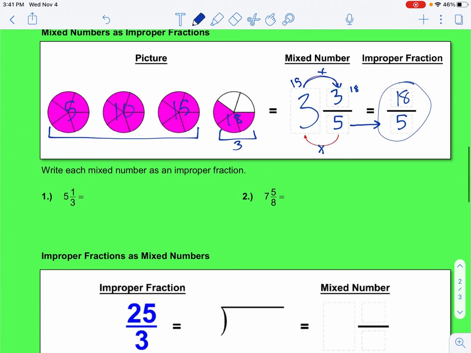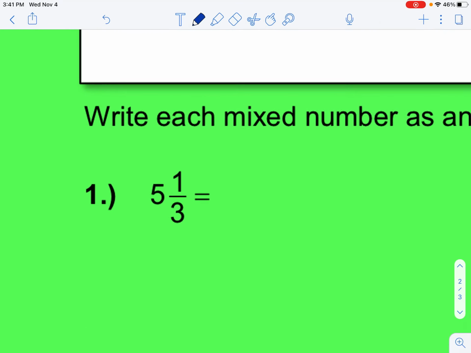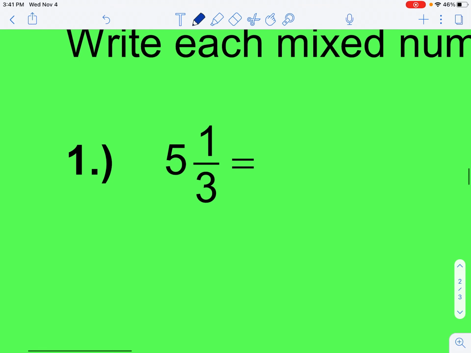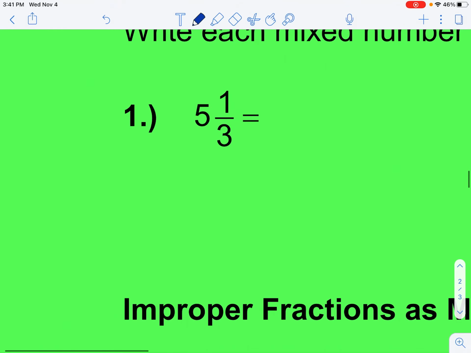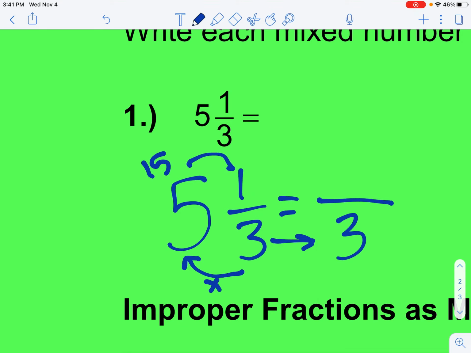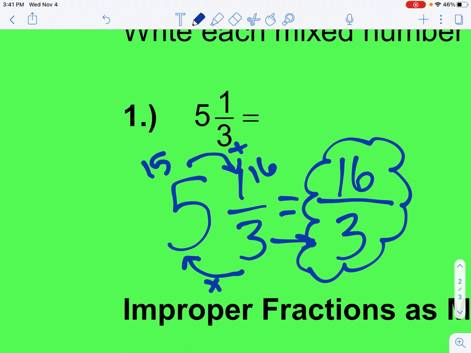Let's try the around the world strategy to write each mixed number as an improper fraction. The first thing I'm going to do is rewrite this so it's a little bigger for us. We got 5 1/3. I'm going to change this to an improper fraction, and my denominator always stays the same, so I'm just going to slide it over. I now multiply my denominator by my whole number. 3 times 5 is 15, and then I add 1 to get 16. So I've got 16/3. 16/3 is the same as 5 1/3.